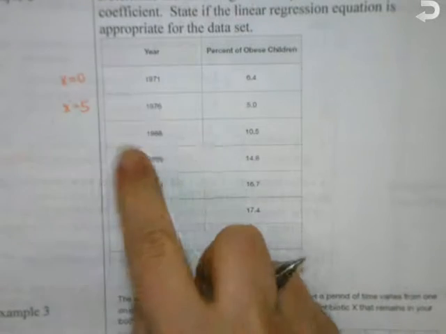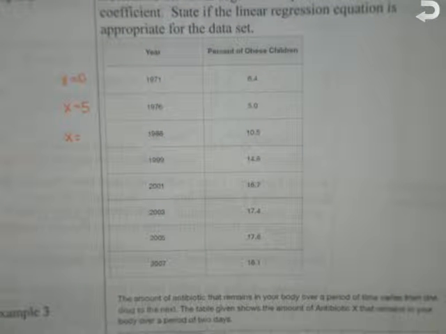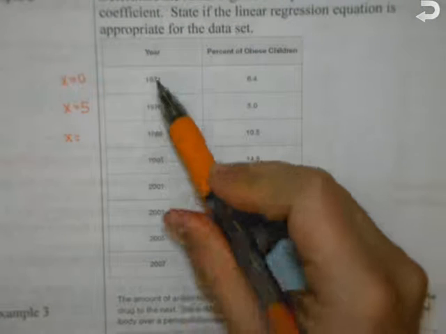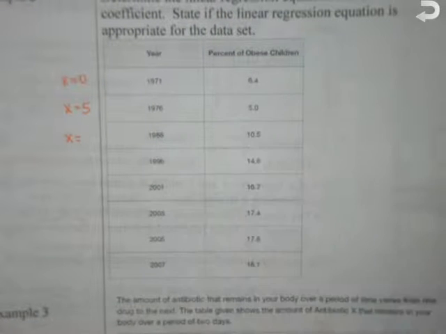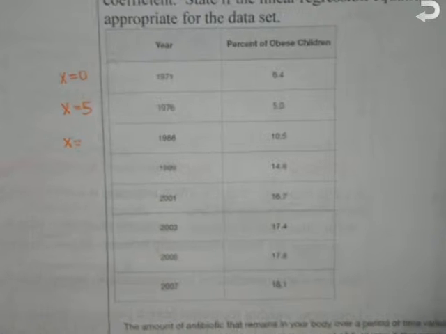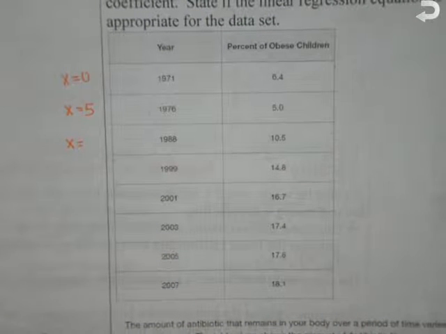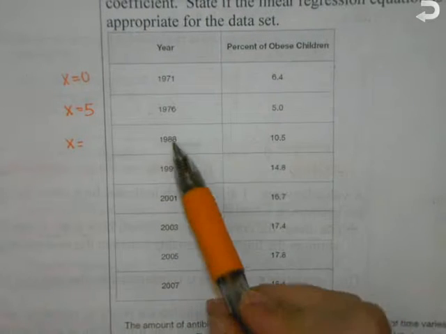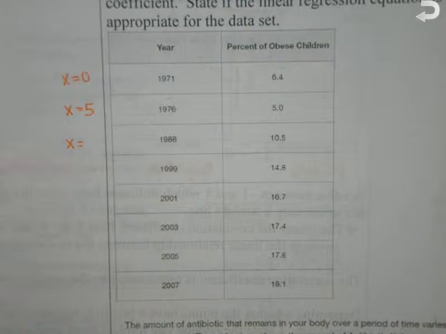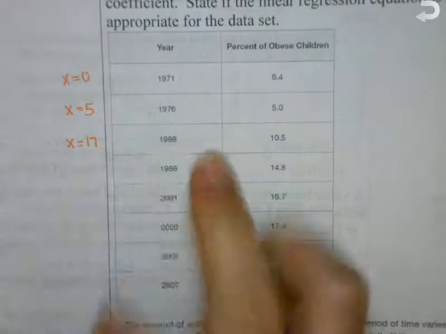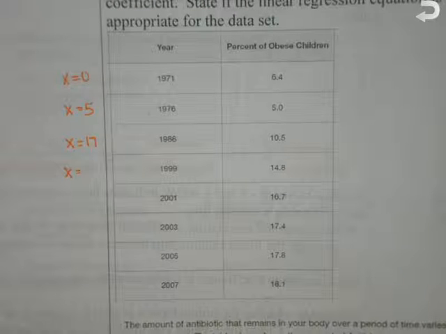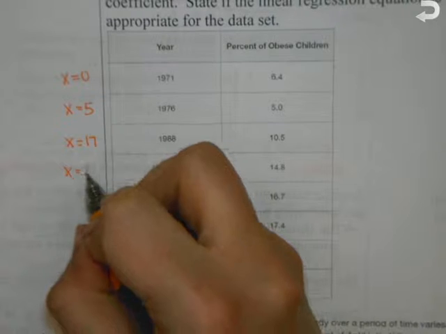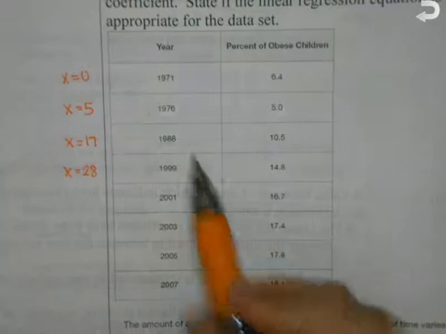What about 1988? We would do 88 minus 71, right? 1971. Here, let me zoom in some more. So 88 minus 71 would be 17. What about 1999? That would be 28, right? Okay, and then we start counting by 2 years.